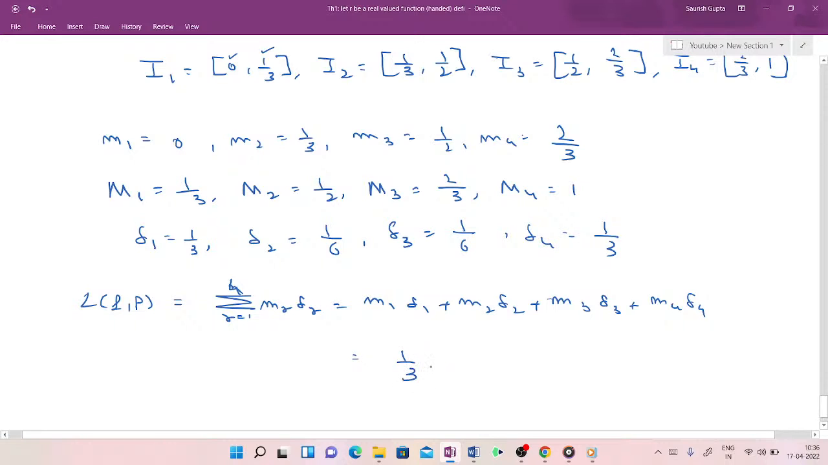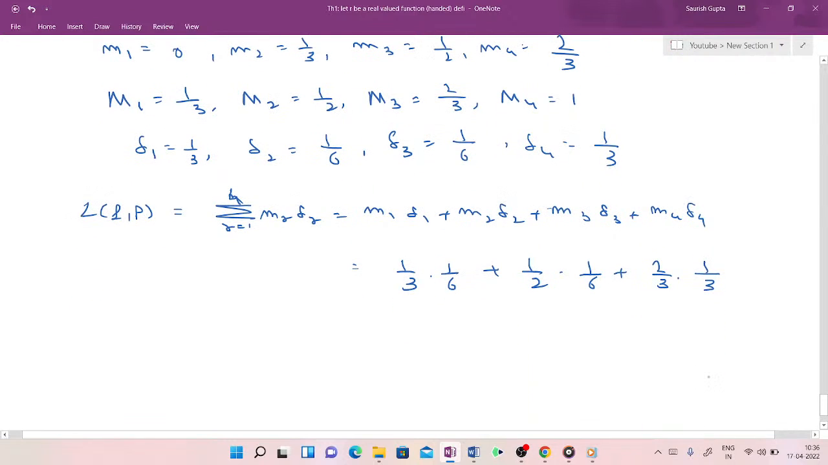M2 is 1 over 3 times 1 over 6, plus m3 is 1 over 2 times 1 over 6, plus 2 over 3 times 1 over 3. So this is 9, 12 and this is 18. So we can take the LCM as 36. So this is 2, this is 3, 5 and this is 4. 4 twos are 8, 5 and 8, 13. 13 over 36 is your answer to LFP.